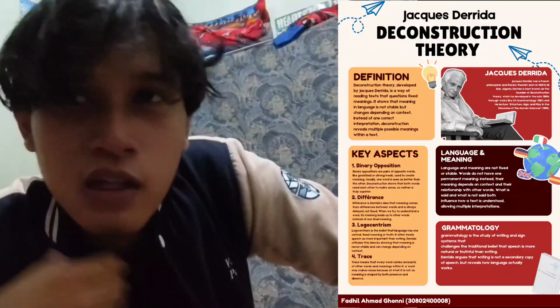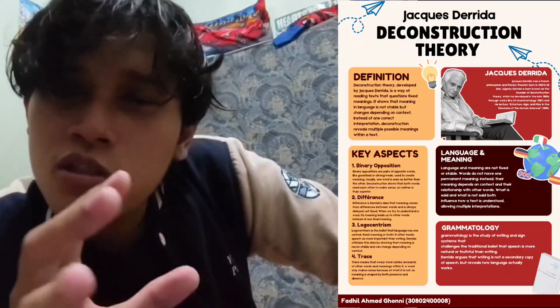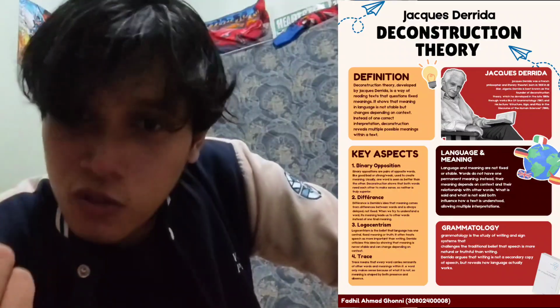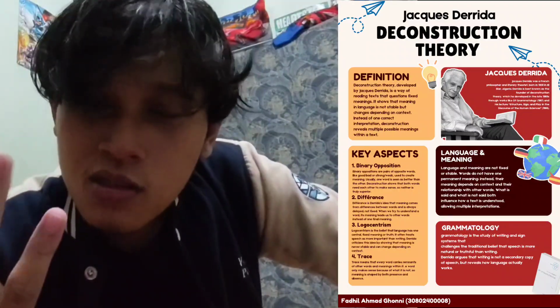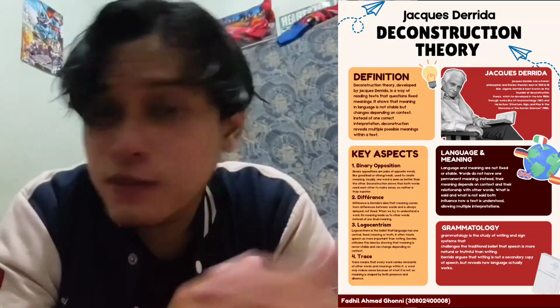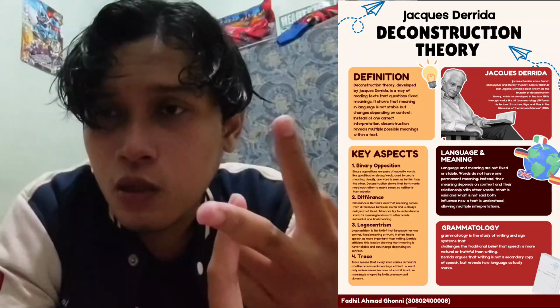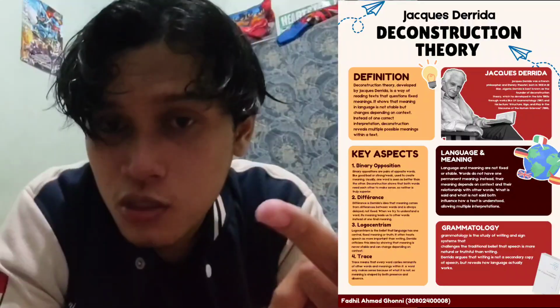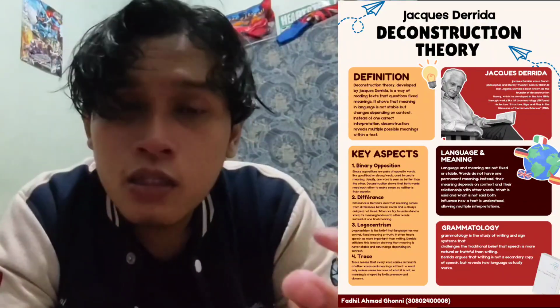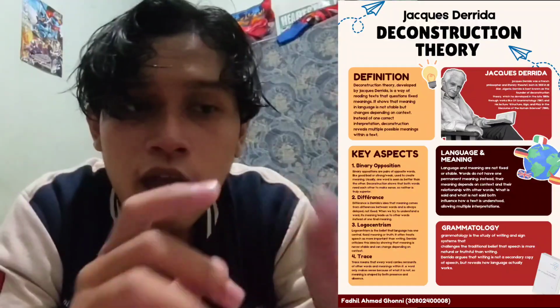And we're going to have that grammatology on the last one, but I'm going to explain to you a key concept, which is binary opposition, and then logocentrism, trace, and difference. Let's just jump into it. So we already talked about the definition, who developed the deconstruction theory, and what language and meaning are based on Derrida's view. And now we're going to talk about key aspects.